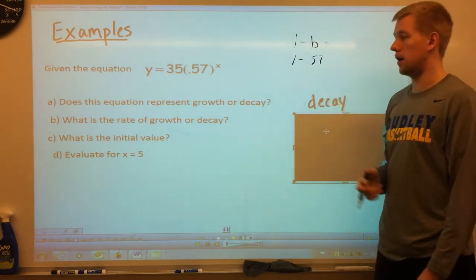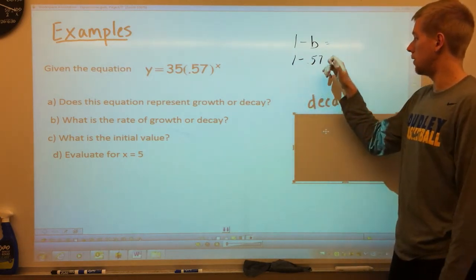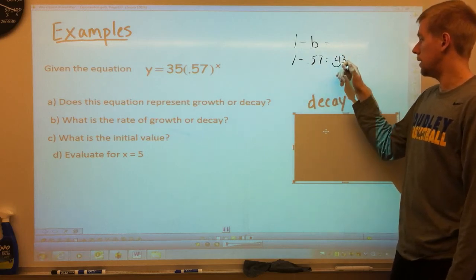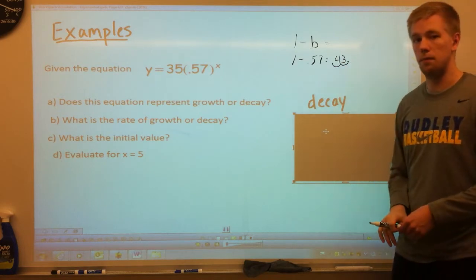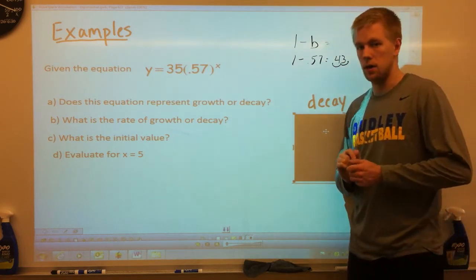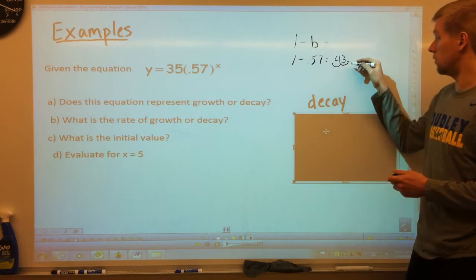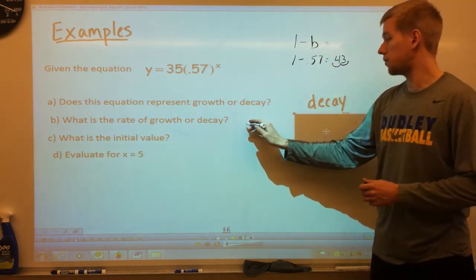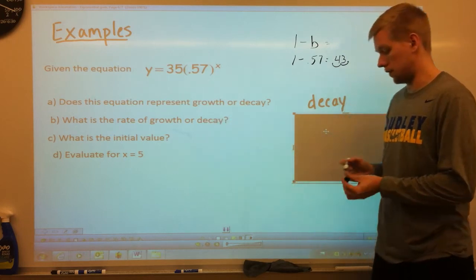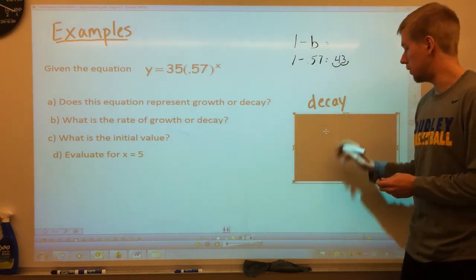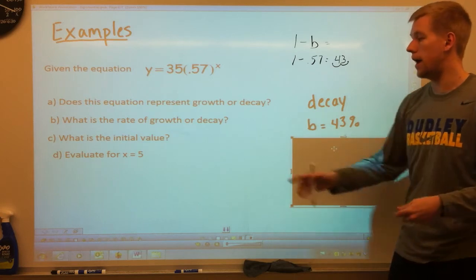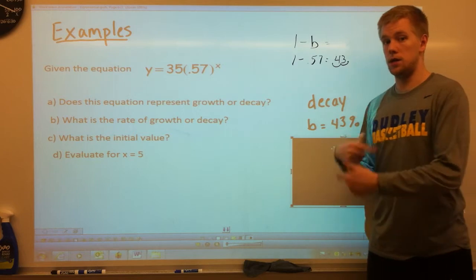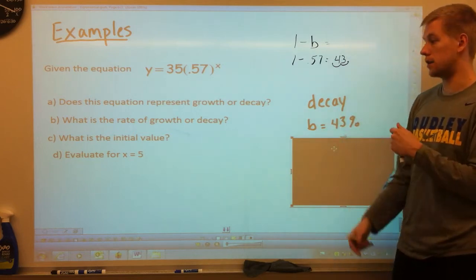I'm going to subtract the b value. Okay, so 1 minus 0.57 is 0.43. And again, you need to move that decimal over to get the percent, because they want the answer in percent. So to change that to percent, move the decimal over twice. So the rate of growth or decay is 43%. When they ask for the rate of growth or decay, always have it in percent. So you need to know how to change decimals to percents and percents back to decimals.